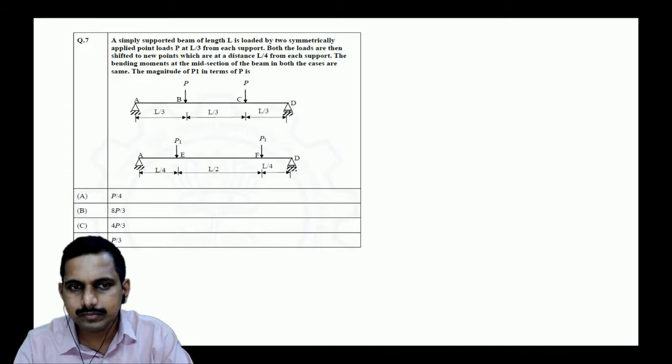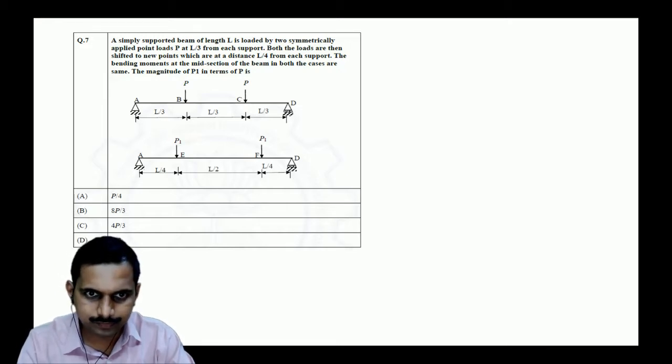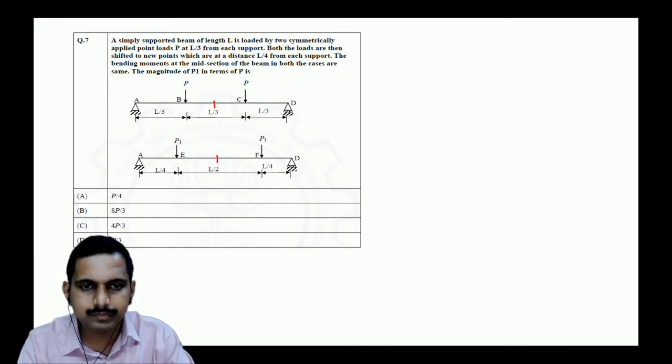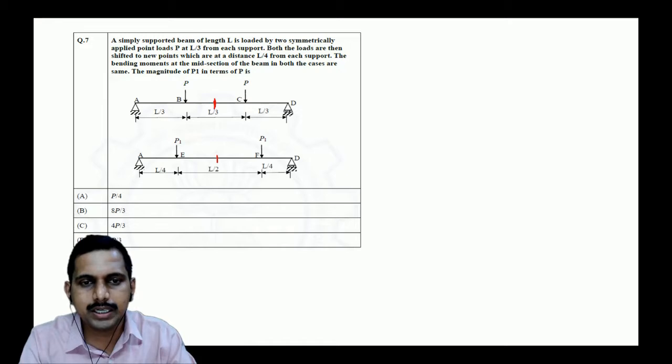Sir, I calculated the maximum bending moment at the midsection of both the beams. Correct. And you equated it, is it not? Yes, sir. That's how you have to do. But you have done some mistake in calculation. That's it. Okay. So here, let us take one side.